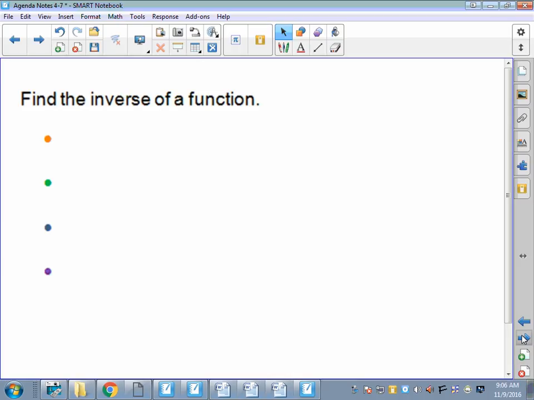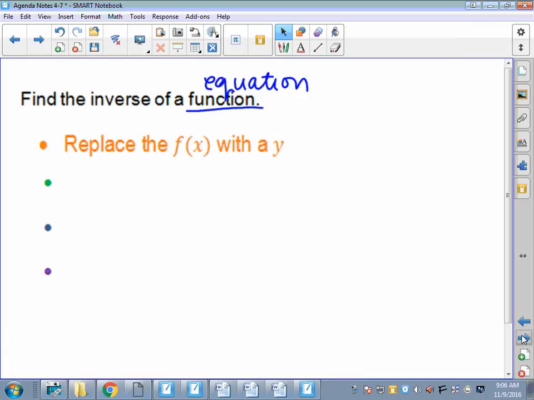So now, next thing, find the inverse of a function or an equation. So that's the last thing that we need to know how to find the inverse of. So first of all, replace, if we've got our fancy f of x, put a y there.